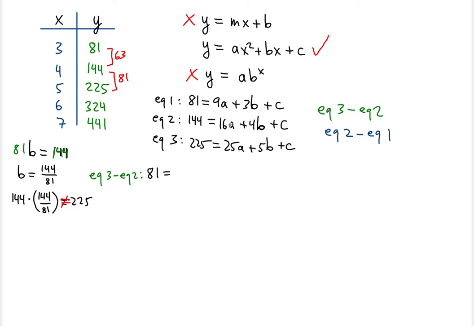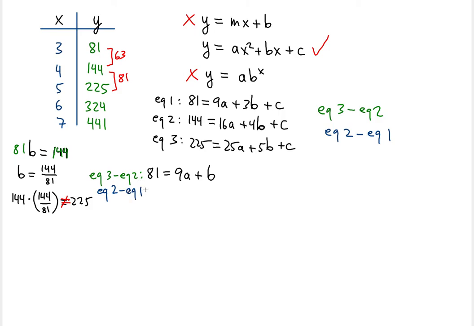So 25a minus 16a, notice that I'm using like terms, which I should. That would be 9a. 5b minus 4b is just b, and then c is gone. C minus c is 0. Great. Now the last one is equation 2 minus equation 1.